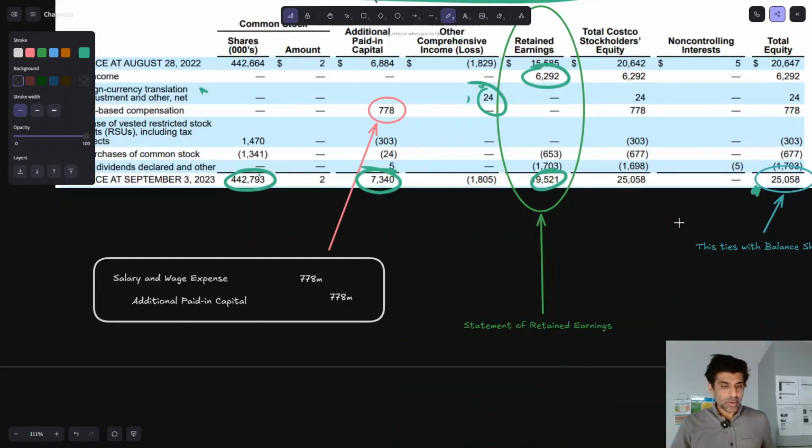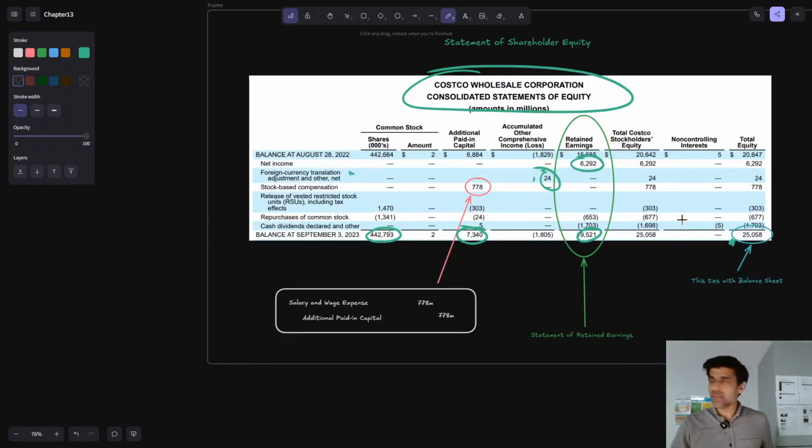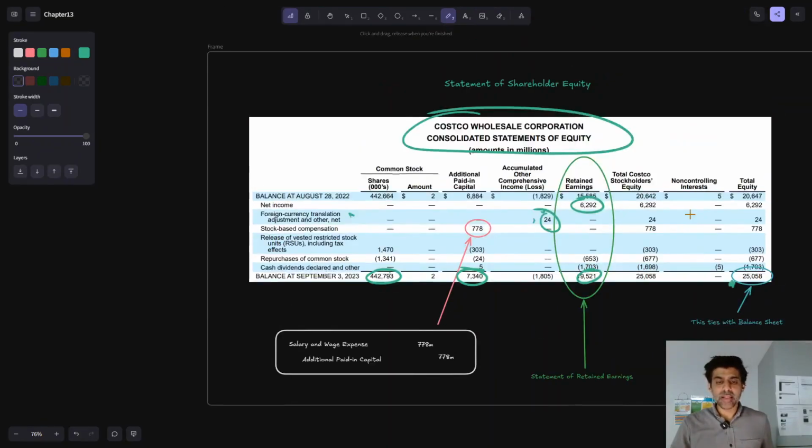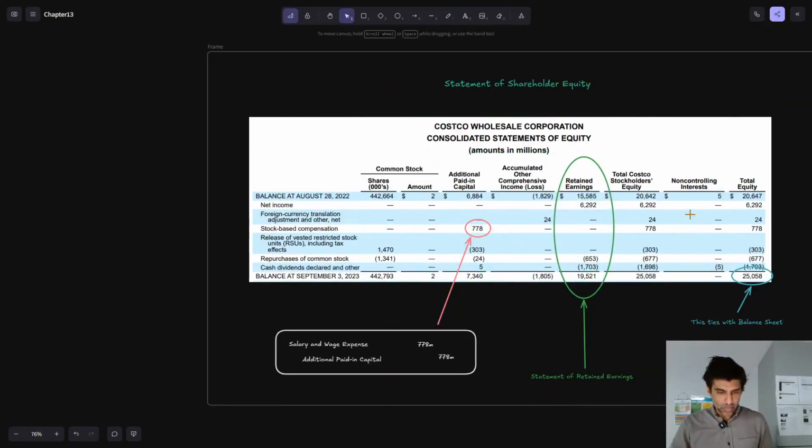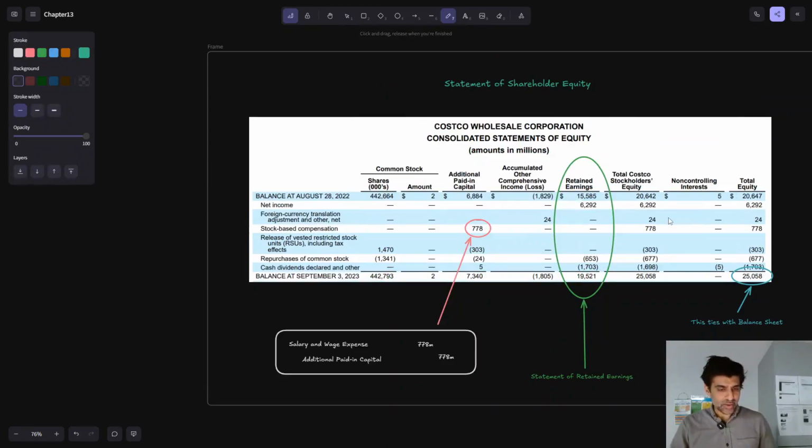Okay. All right. Any questions on this? No? Okay. This is, I'd say, maybe the most complicated statement, and really maybe the most important. The income statement is also important. You can see that quite a bit of the change is from the net income. But what's going on with these, like this one, stock-based compensation, these two are related.